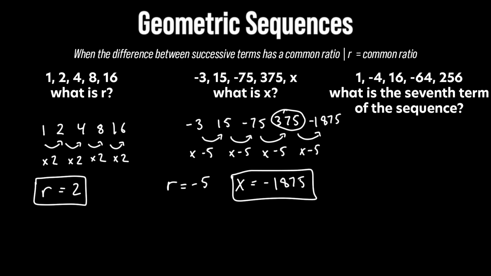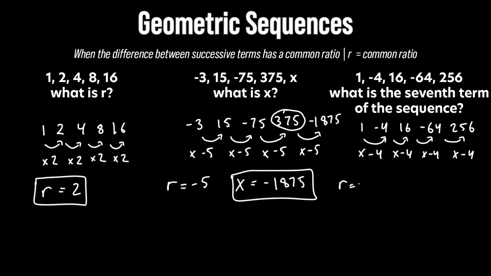And finally, the question is, what is the seventh term of the sequence? So this one's a little bit more tricky. In order to find an unknown term of the sequence, we need to figure out the equation for the sequence. So let's do the same thing we've been doing. 1, -4, 16, -64, and 256. And you see that to go from the first term to the next, you multiply by -4. So our r is going to be -4.